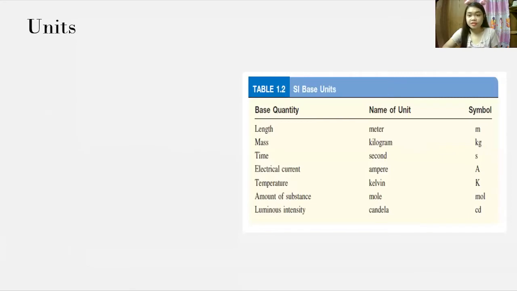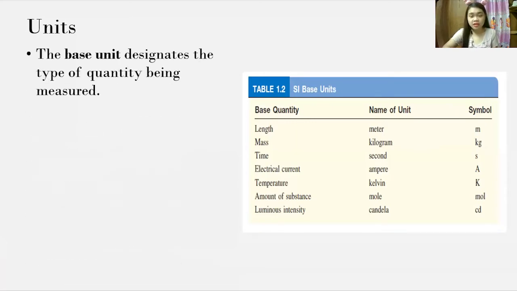So today, we'll be discussing more on the parts of measurements, especially in terms of units. Units can be classified as base unit and derived unit. So first, we will discuss base unit. Base unit designates the type of quantity being measured.